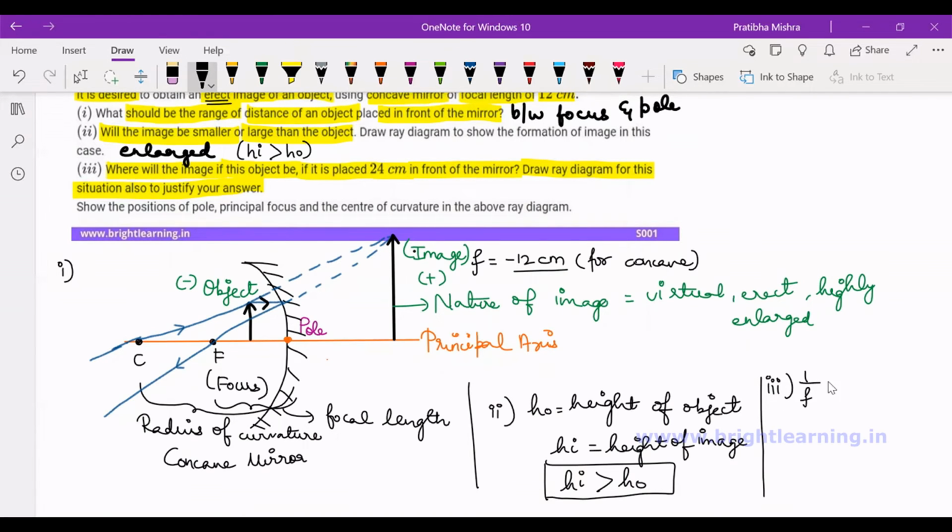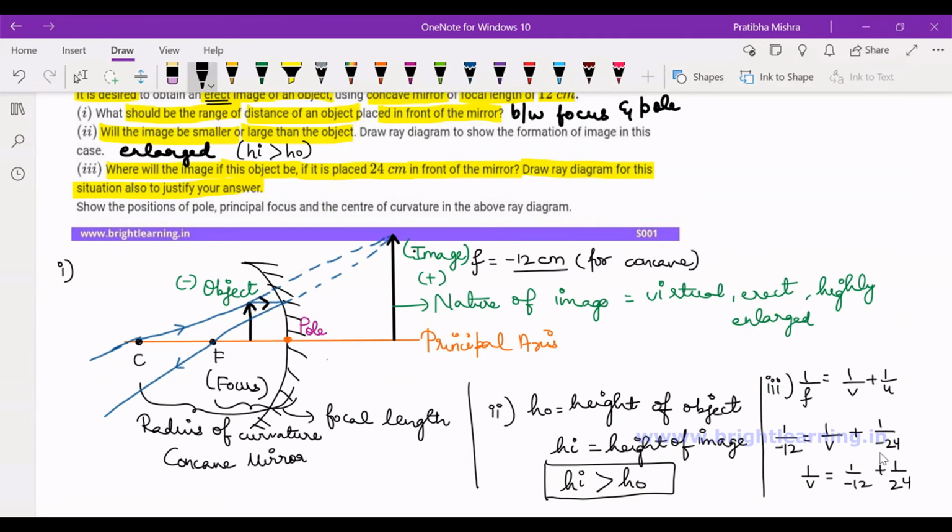Using the mirror formula, 1 by F is equal to 1 by V plus 1 by U. F is minus 12. Okay. You have to find V. V is the distance of the image which is being formed. U is going to be minus 24 because if the object is kept in front of the mirror, it is going to be a minus 24 itself. So you just have to take the normal mathematical concept. 1 by V will be equal to minus 1 by 12 plus 1 by 24. Take the LCM of it.